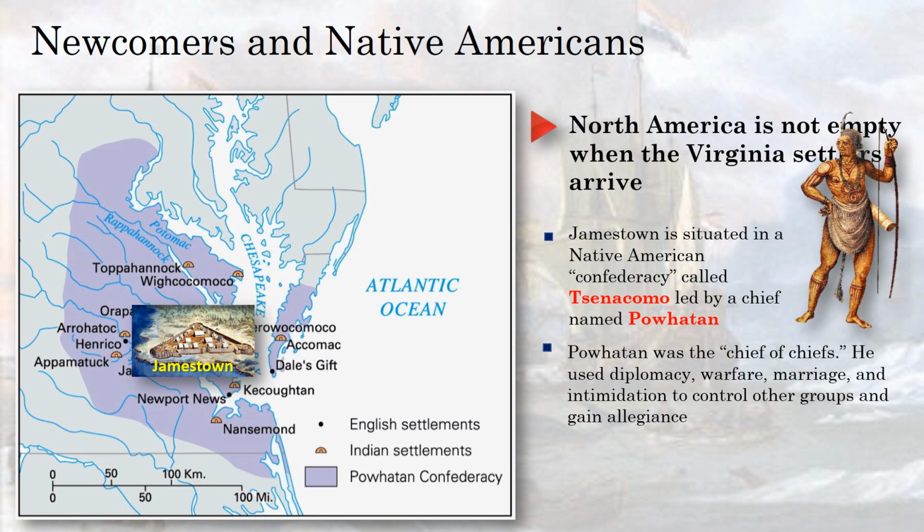He used diplomacy, warfare, marriage, and intimidation to control other groups, gain their allegiance, and exact tribute from them. But he ran something between a confederacy and an empire. In 1607, after the Jamestown settlers had arrived, Powhatan decided that he would incorporate Jamestown into his confederacy. And if he incorporates them, then he can do what he does with other groups. He can control them, gain their allegiance, and exact tribute from them. See, he did not realize the broader political situation that Jamestown represented.